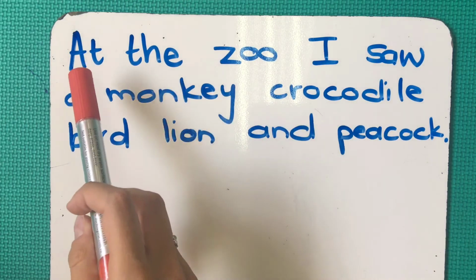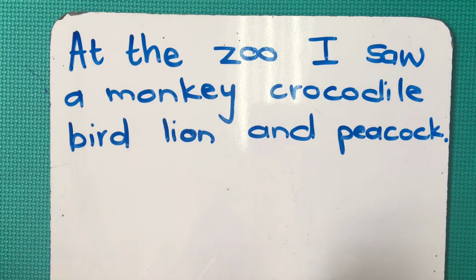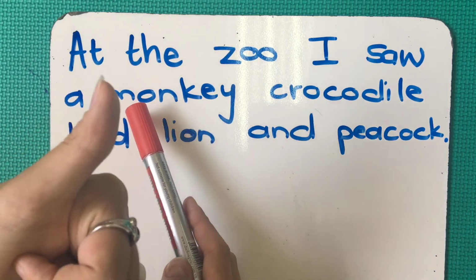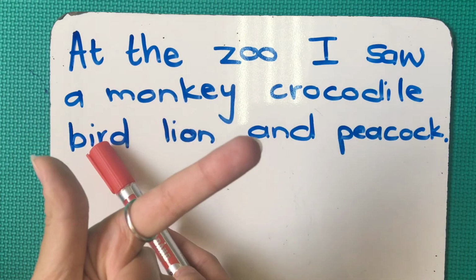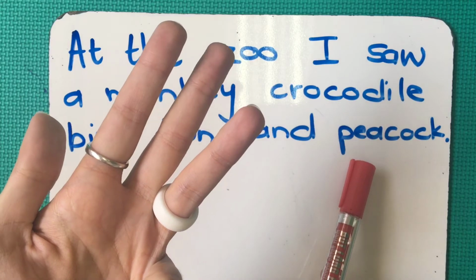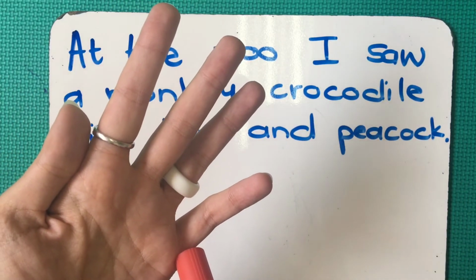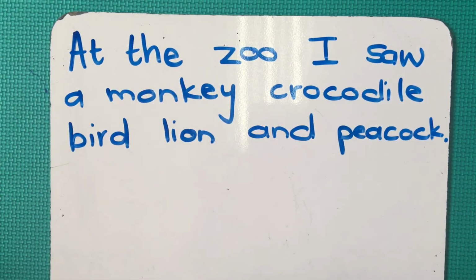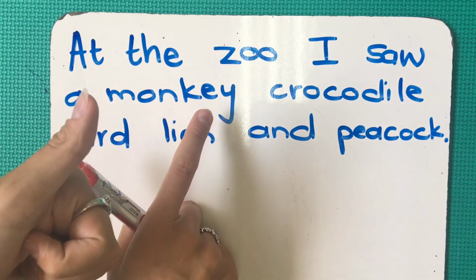My list is the things I saw. The things I saw were a monkey, that's number one, a crocodile, bird, lion, and peacock. I saw 5 animals at the zoo. Now I need to put my commas in. So the first thing that I saw was a monkey. That was the first thing.